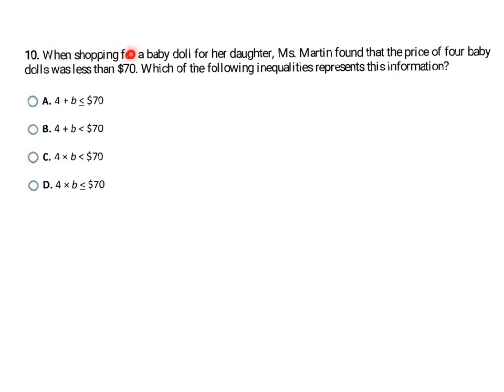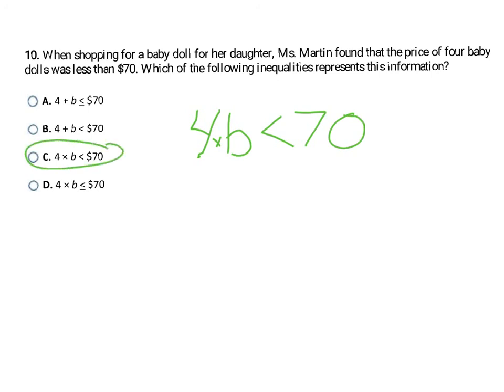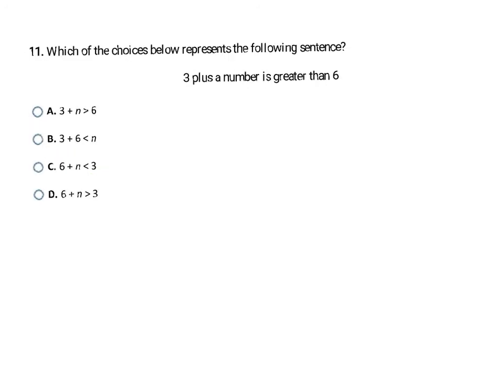Here's another word problem. When shopping for a baby doll for her daughter, Ms. Martin found the price of 4 baby dolls was less than $70. Which of the following inequalities represents this information? So here, she has the price of 4 dolls. So if I take 4 times the price, which we don't know, so we're just going to use B, and then I know that has to be less than $70. And so the answer that shows me that equation is choice C.